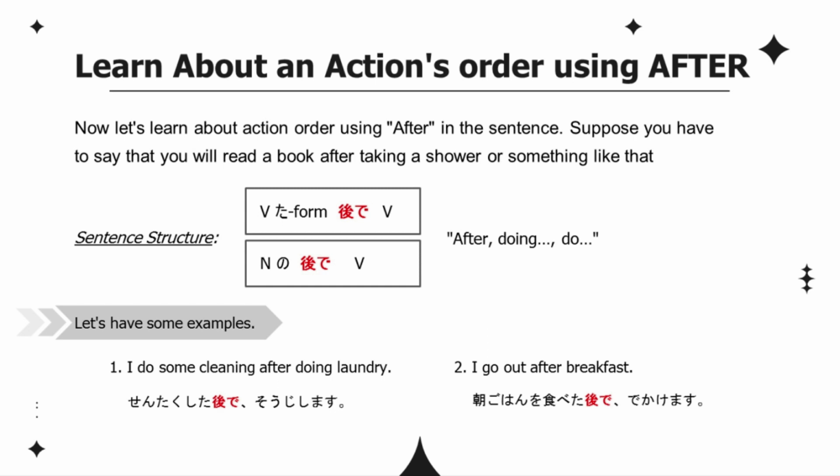Suppose you have to say that you will read a book after taking a shower or something like that. How will you speak such sentences in Japanese? Let's learn. V, ta form, atode, verb. N, no atode, verb. Means after doing, do. This grammar is also used when indicating an action's order.